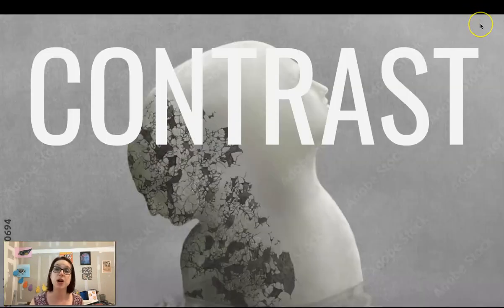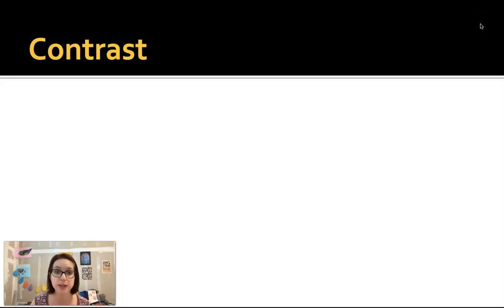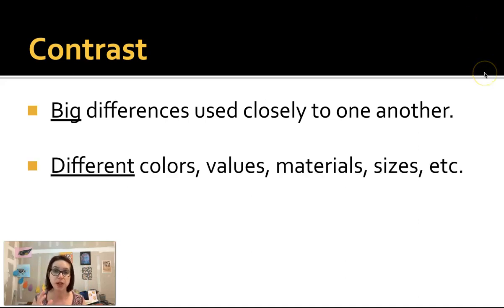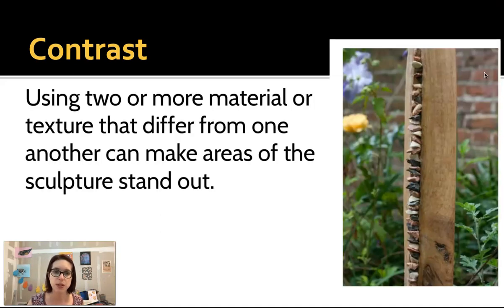Our next word is contrast, and you can often find this in photography as well. So contrast is big differences used closely to one another. There's something perhaps very big, something small. There's differences. It could be different colors, light and dark. It could be different materials.